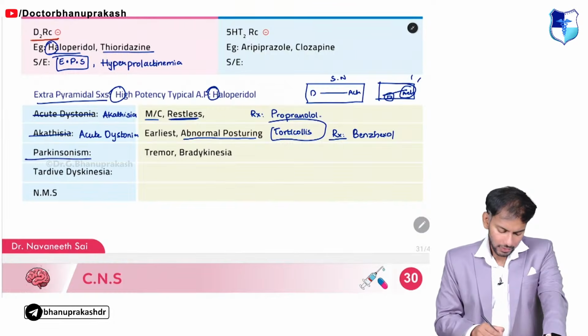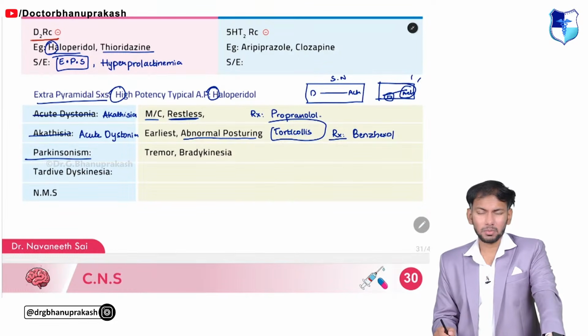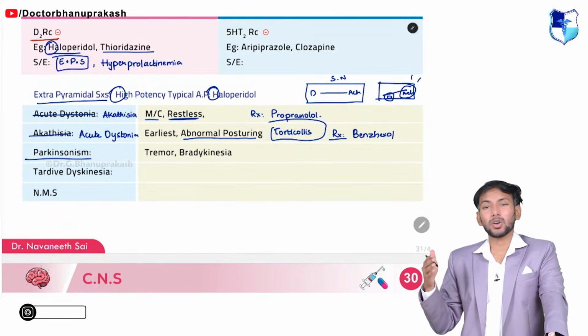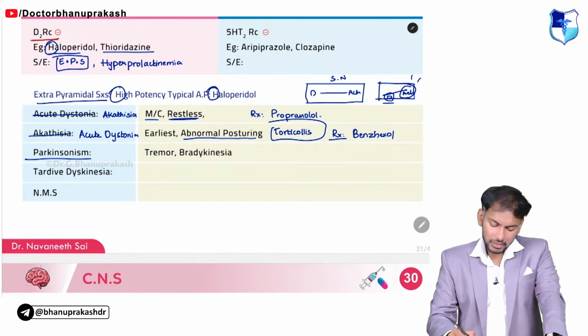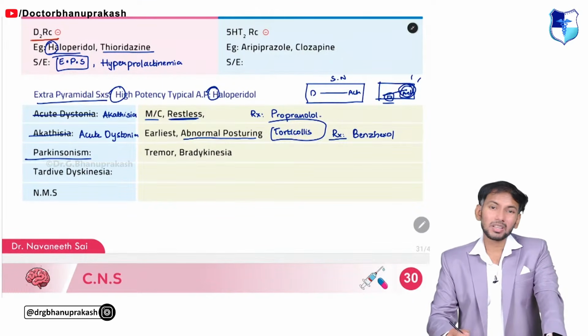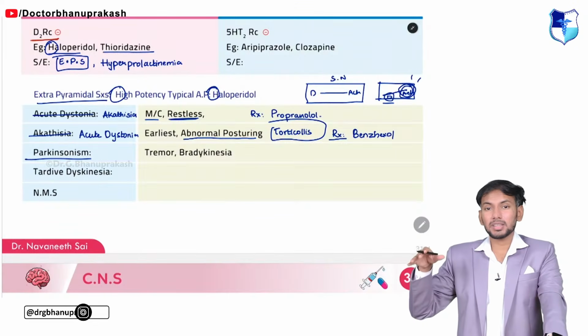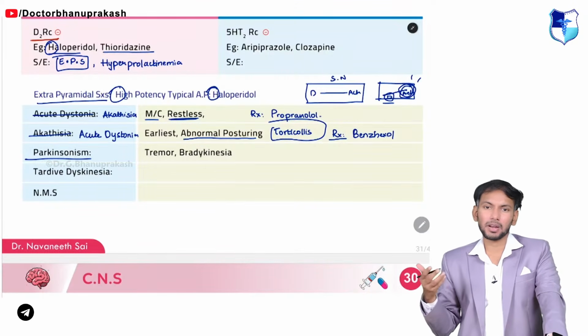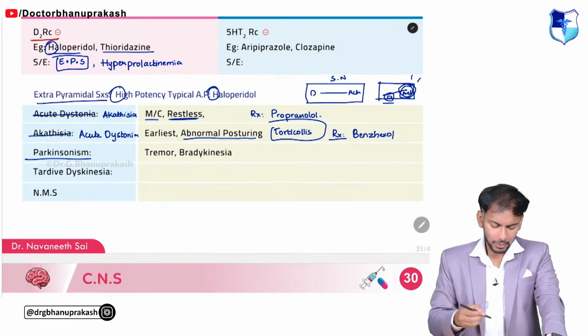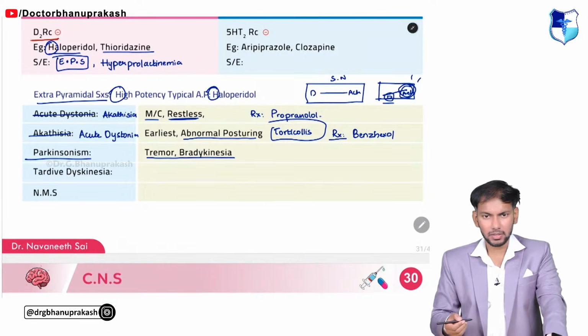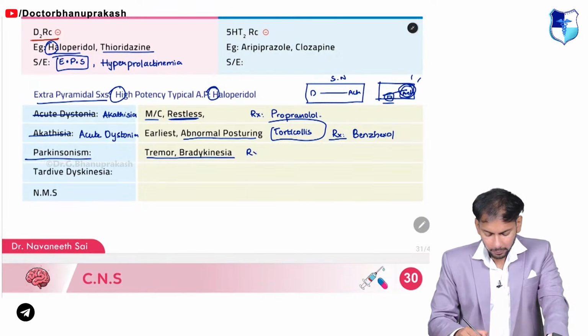Now, coming to drug-induced Parkinsonism. If you are using antipsychotics for a long period of time, dopamine is decreased and acetylcholine looks high. This is how Parkinson's disease looks. Parkinson's means death of dopaminergic neurons in substantia nigra. What will happen in Parkinson's? Tremor and bradykinesia. The treatment is benzhexol.